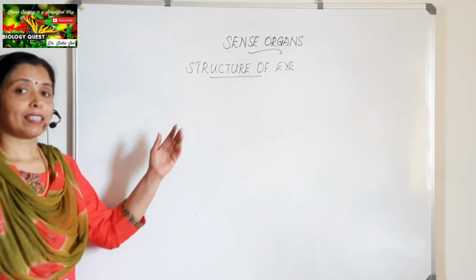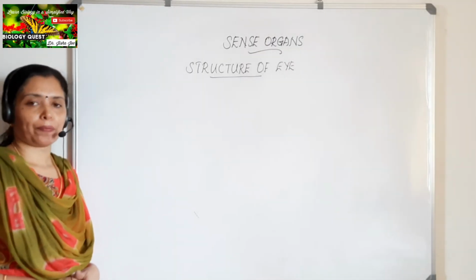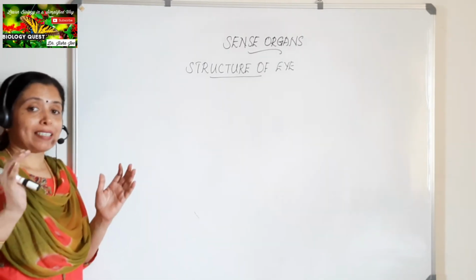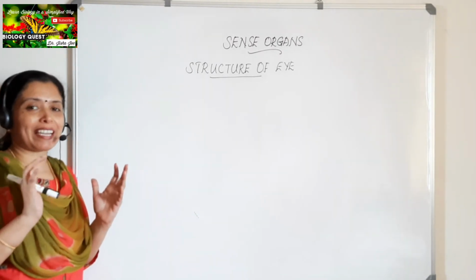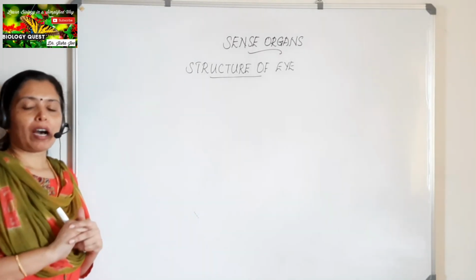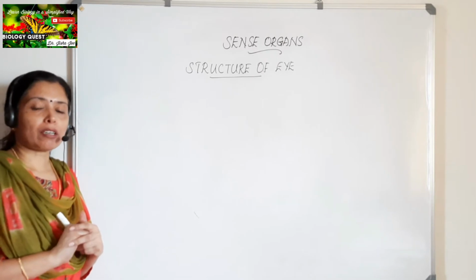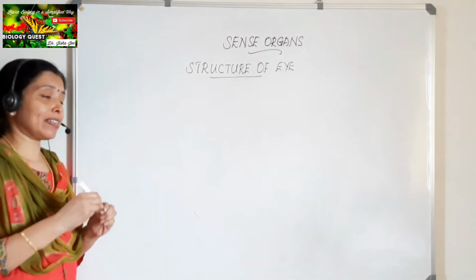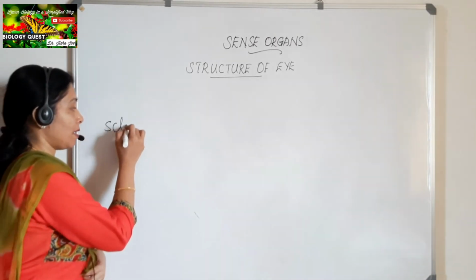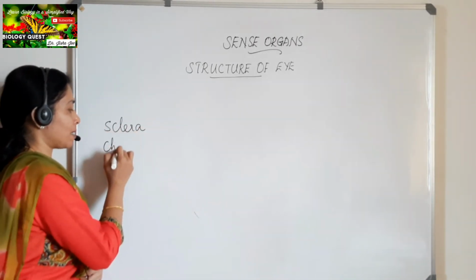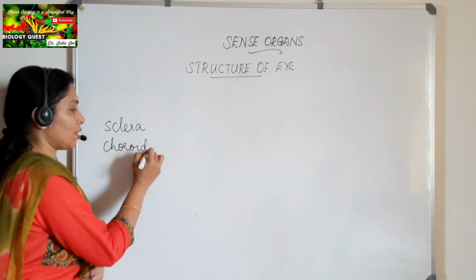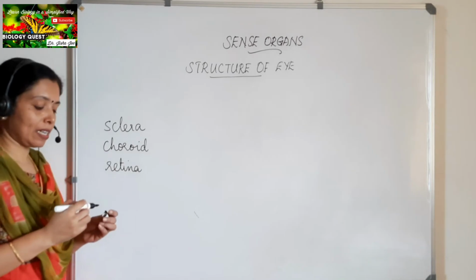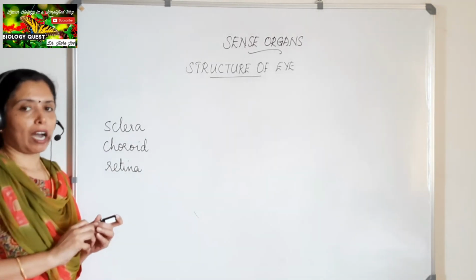Now we shall study the structure of our eye. So we know the eye has the shape of a ball. It is called the eyeball, and the wall of our eyeball is formed of 3 concentric layers. The outermost layer is called the sclera or the sclerotic layer. The middle layer is called the choroid layer, and the innermost layer is called the retina. So these are the 3 wall layers of the eyeball.